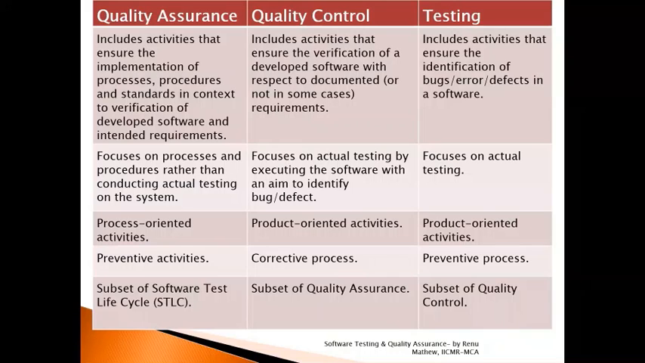QA is a process-oriented activity, whereas QC and testing are product-oriented activities. QC includes corrective processes, QA includes preventive activities, and testing includes preventive process, as through testing we try to avoid customer encountering failures in operation. QA is a superset of the software testing lifecycle, where QC is considered as a subset of quality assurance and testing is a subset of quality control.